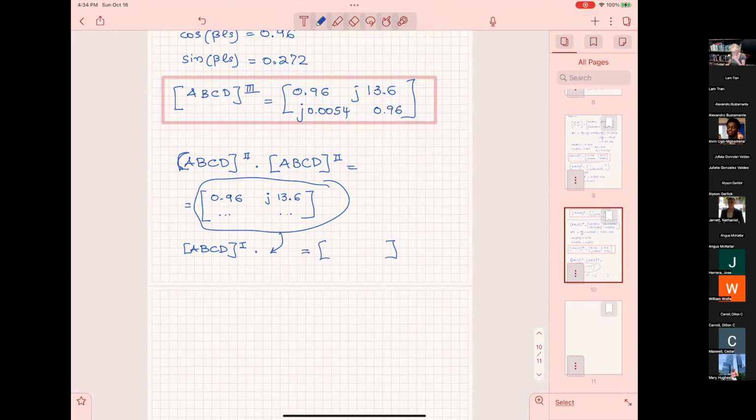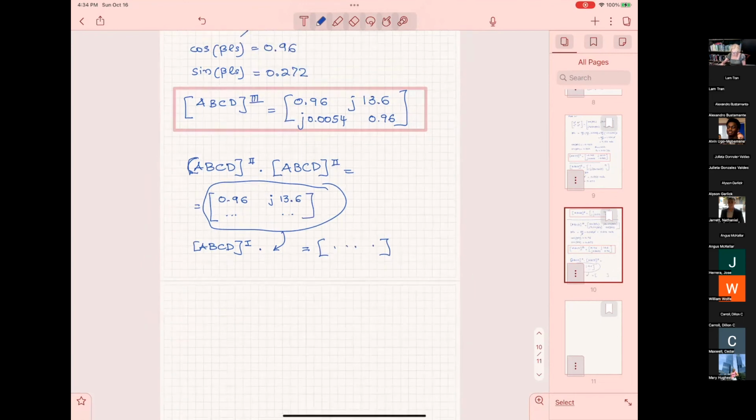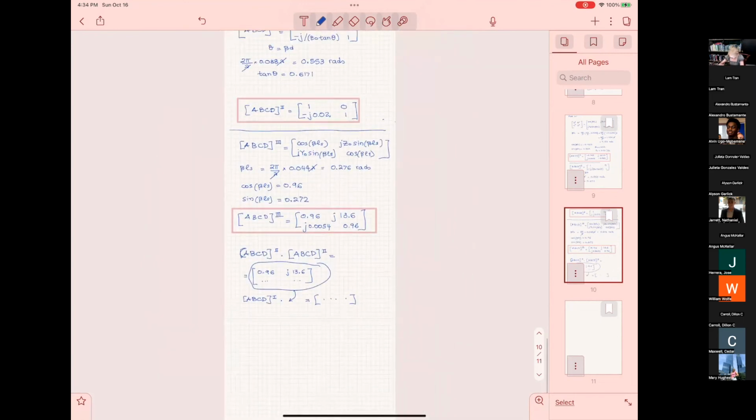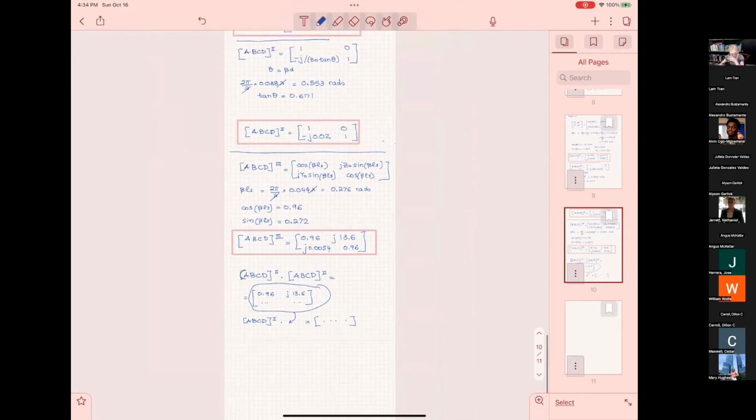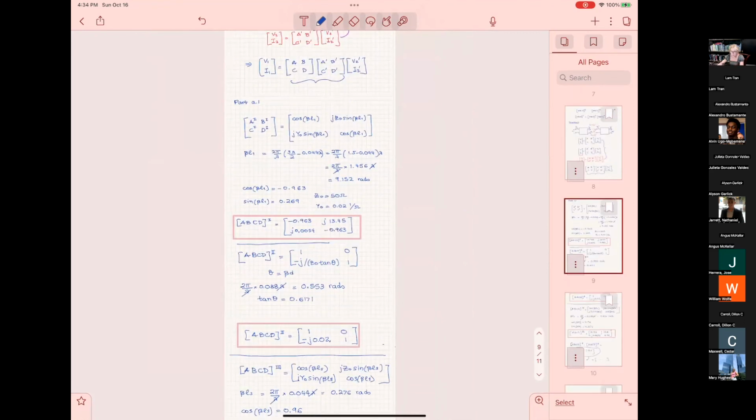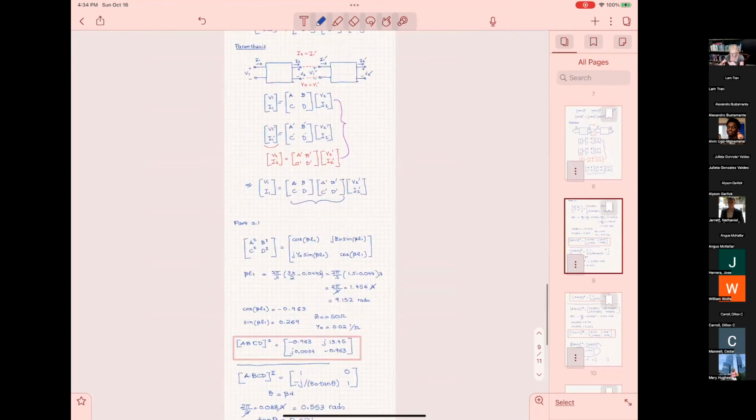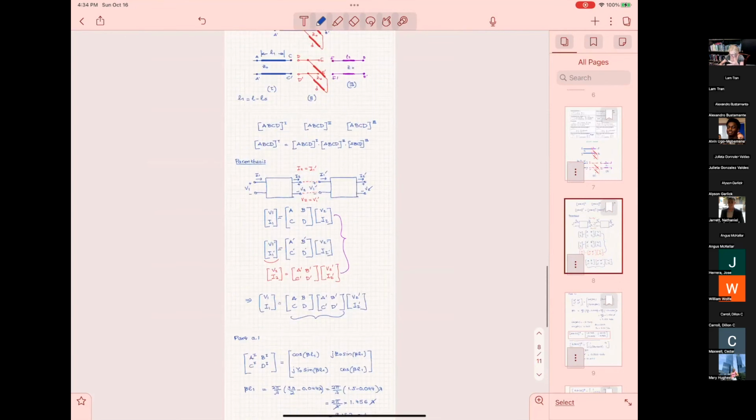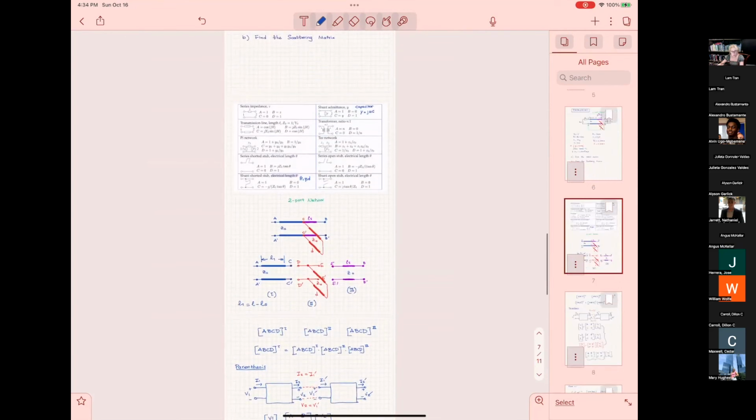Now, in this particular case, you can find, in fact, the total ABCD matrix. And of course, you find it for the design frequency, all right? Because there is no frequency there, only there you can find it. And from there, you can find the scattering parameters, as I showed you in the book if you want, or you can find other things.